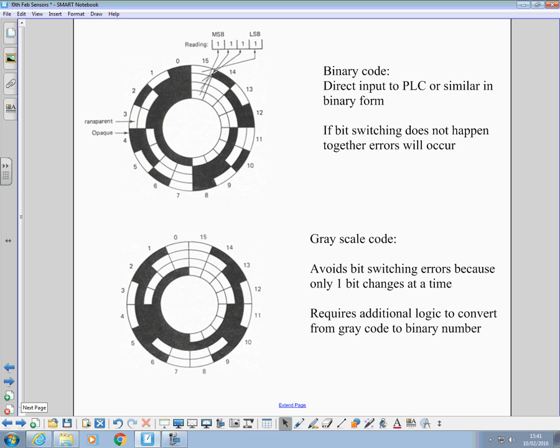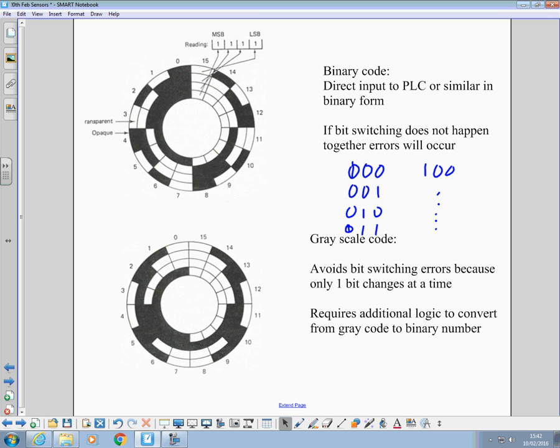And they can use a binary code that will allow a direct input to a PLC, so they go up in binary order. So in 3-bit: 1, 0, 1, 0, 1, 0, 0, 1, 1, 1, 0, 0, and so on.